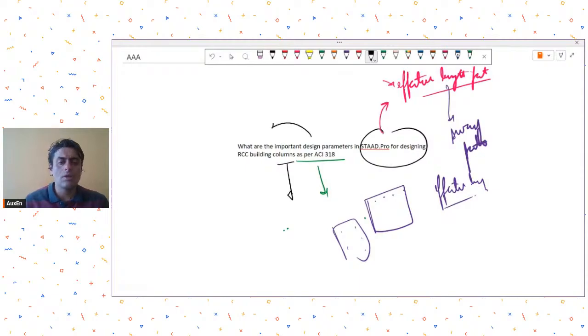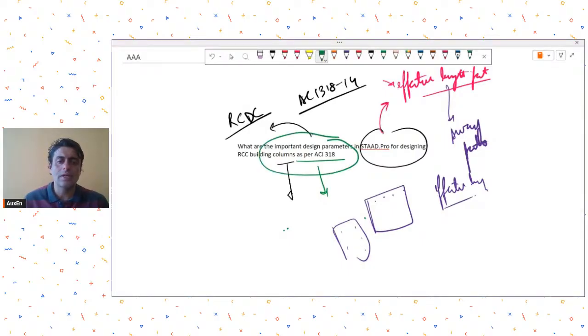But overall, these days StatPro has not updated its modules. In fact, StatPro still uses ACI 318-14 in its design program. It has not even updated to ACI 318-19. So what they are saying to the user is that if you want to use the ACI code, you just run the analysis in StatPro and then take it to RCDC. In RCDC they have updated, and you will get all the sway factor calculations, stability index calculations, plus you will also get the proper reinforcement arrangement that you can set up.